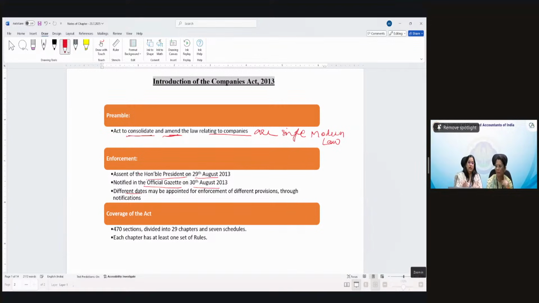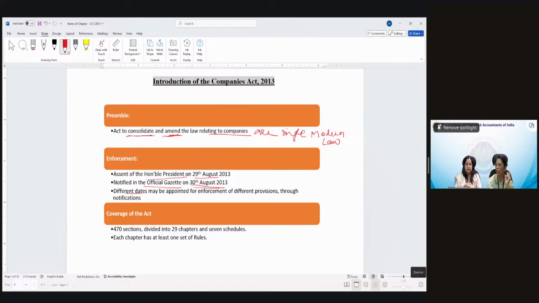So it was not that all the 470 sections were enforced on day one itself. No, it was done in a phased manner. Like earlier 2 sections, then 98 sections. Then, yes. So what they did, students must know.